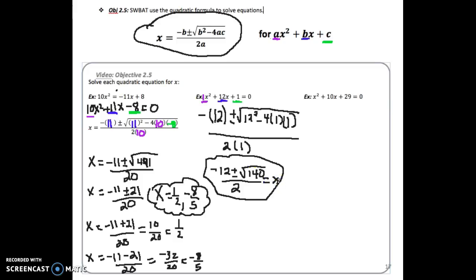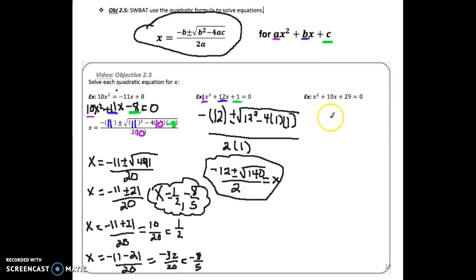So again, this is two answers. Negative 12 plus the square root of 140 over 2. My other answer is negative 12 minus the square root of 140 divided by 2. Also, it is very important: I may notice that 12, 140, and 2 are all divisible by 2, but I cannot reduce this into 6, reduce this as 1, and then cut this in half as 70. So we cannot do that. So we're going to keep it just like this.